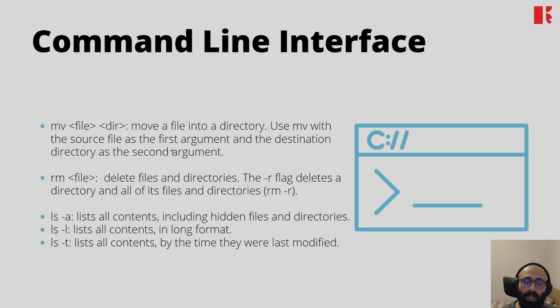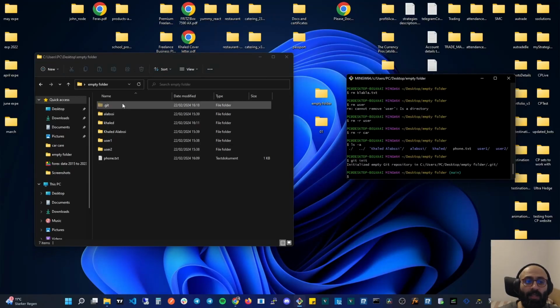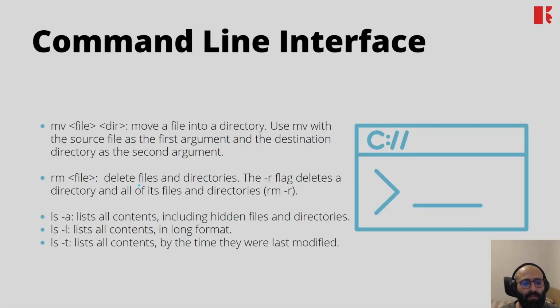With ls also, there are more flags we can use, and check it out. -a lists all content, including hidden files and directories. In our systems, in your computer, sometimes you have hidden files. This is a hidden file. This is a hidden file. As a normal user, you don't see these hidden files. I will show you the option how to see all the hidden files in the future. But for now, ls -a will list all the content, including the hidden files and directories.